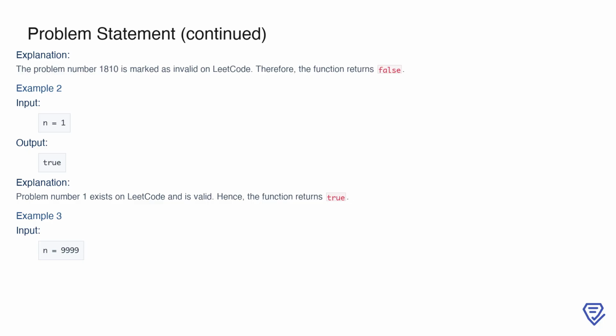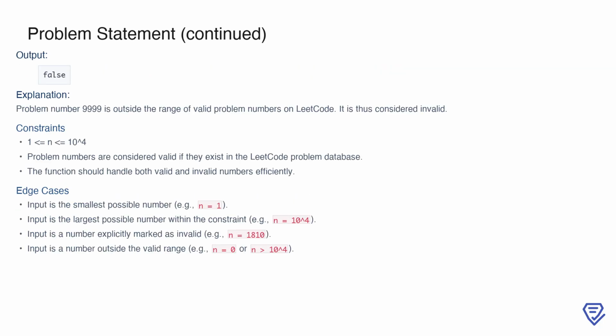Another example is when the input is n equals 9999. We'll examine the output for this input next. For the input n equals 9999, the output is false. This is because the problem number 9999 falls outside the valid range of problem numbers defined by LeetCode. As a result, it is considered invalid.